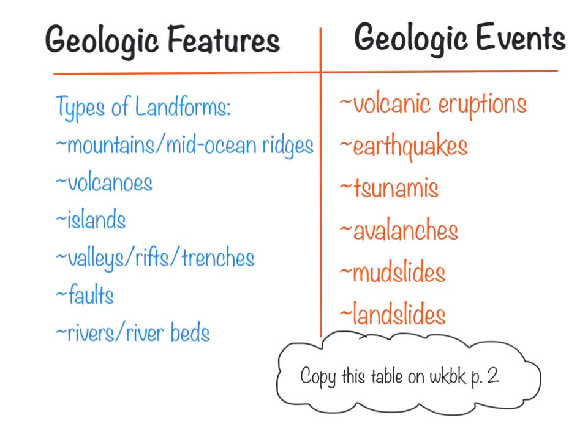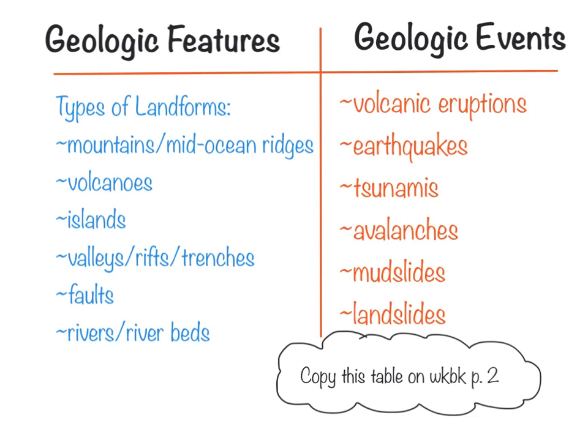To identify what a geologic feature is, you've got to think, what's a landform? I know you've gone over that in social studies many times. So mountains and mid-ocean ridges. Mid-ocean ridges are mountain ranges, but obviously in the ocean. Volcanoes and islands are types of landforms. Valleys, rifts, and trenches. A rift is a valley that occurs at divergent plate boundaries, and a trench is another type of valley that occurs at convergent plate boundaries. Faults occur at transform fault boundaries, which we'll see later, and then rivers and riverbeds.